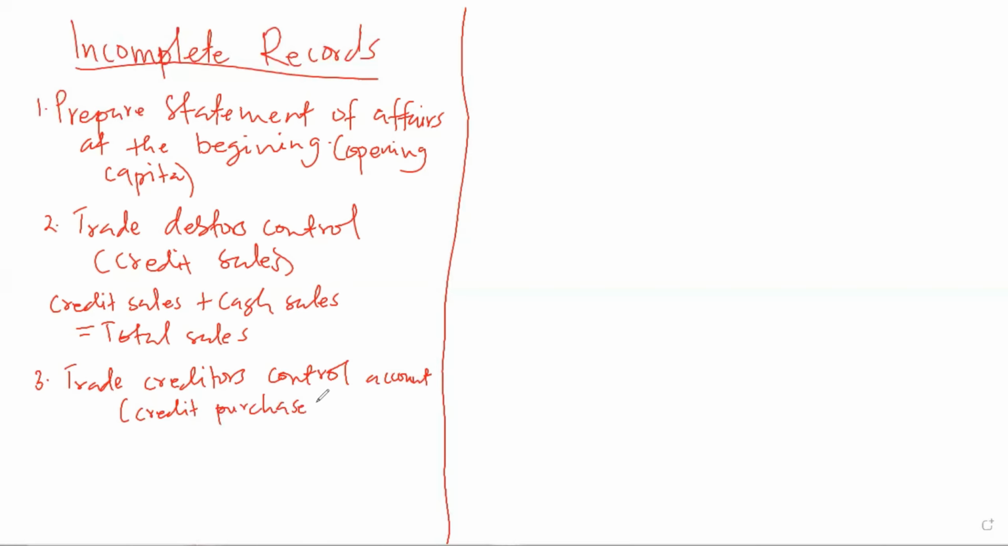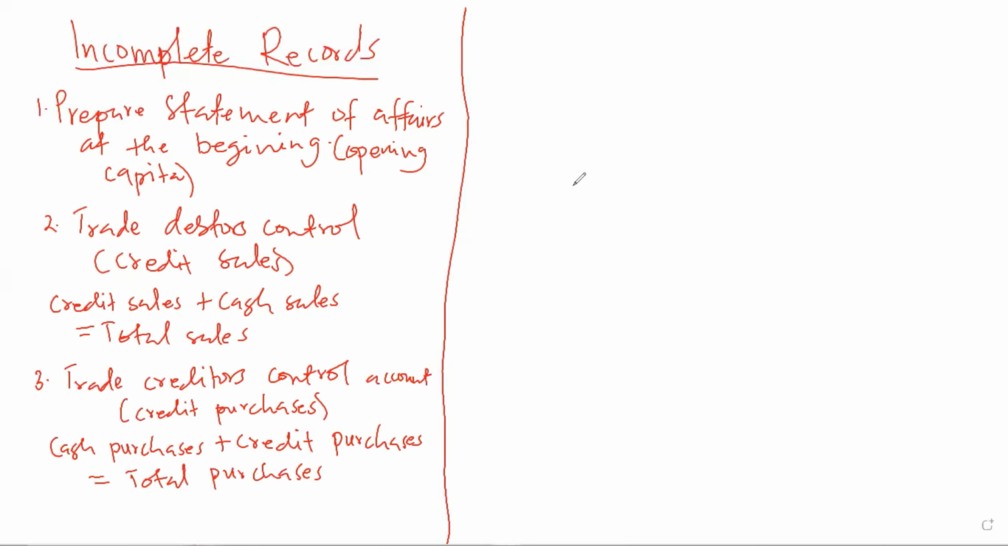Credit purchases. If in the question there is cash purchases, which you normally find on the credit side of the cash book, you add them to the credit purchases you determined with the trade creditors control account to get your total purchases. That is the third step.